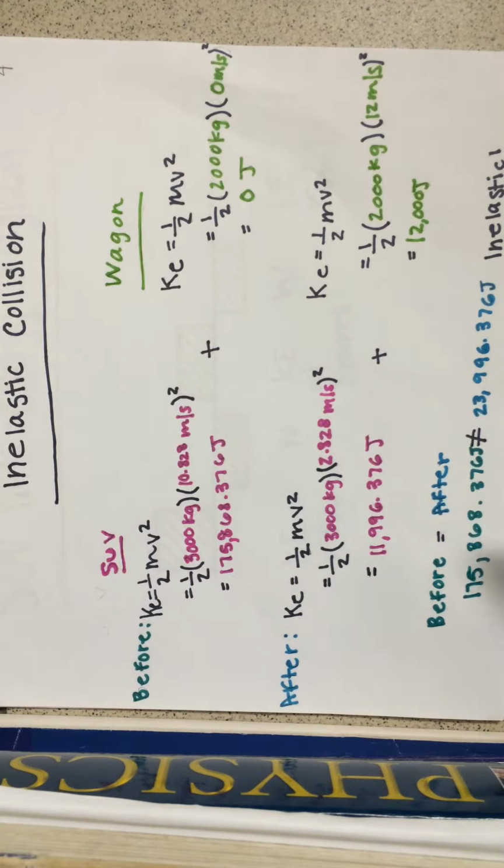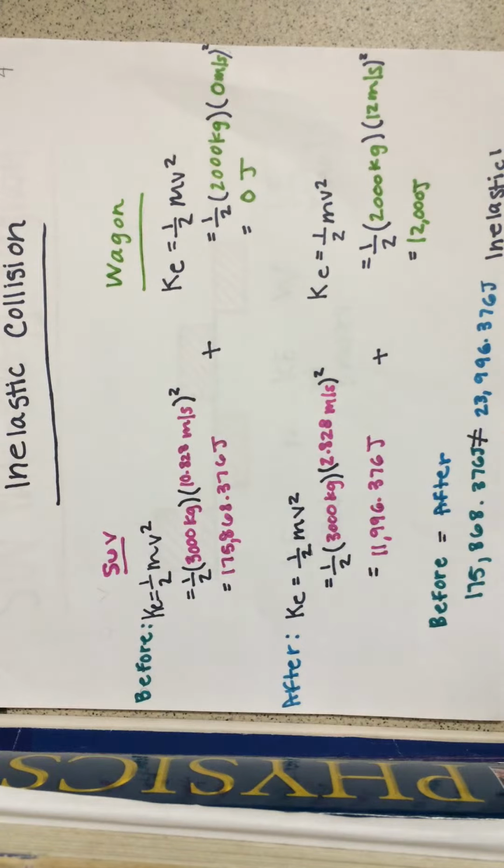The mass for the SUV is still the same after the crash, 3,000 kilograms. The velocity after decreased due to the force of the wagon acting upon it, which is 2.828 meters per second. The kinetic energy after the crash for the SUV is 11,996.376 joules. You use the same kinetic energy formula for the wagon.